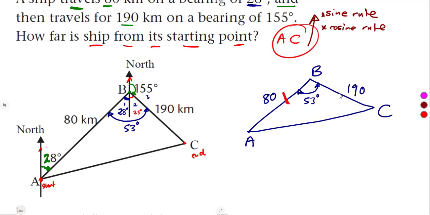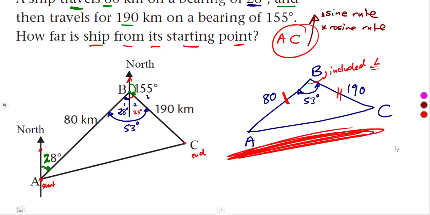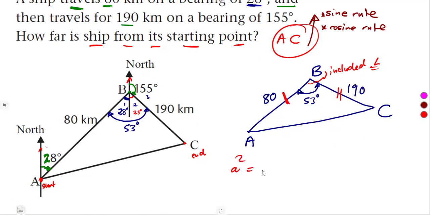Remember, where you have an included angle, cosine rule can be used to calculate the third side. And under cosine rule, when you're calculating the sides, remember that the ambiguous case does not even matter. Okay, let's just go straight. A squared is equal to b squared plus c squared minus 2bc cosine of A. The side to be calculated versus the angle, which is our included angle.